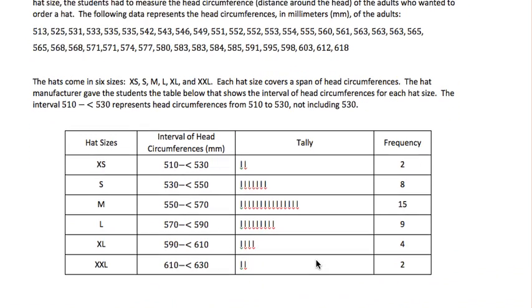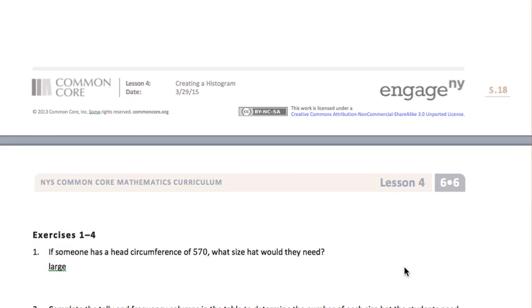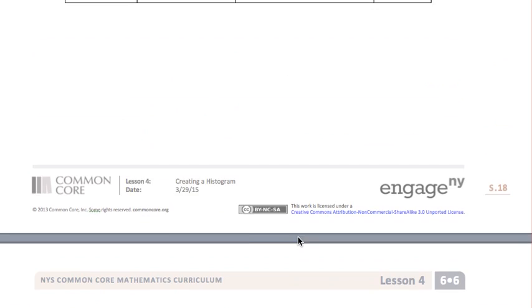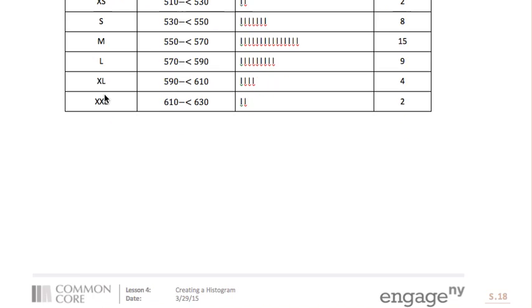And our completed frequency table then shows 2 extra small, 8 small, 15 medium, 9 large, 4 extra large, and 2 double X. If someone has a head circumference of 570, they would need a hat size of a large.